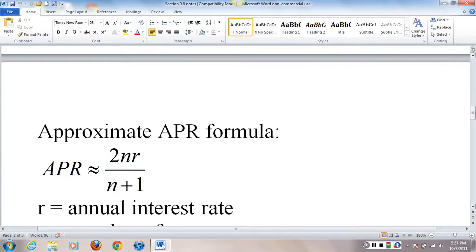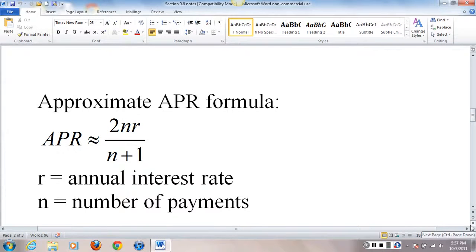The other formula that I'll be having you use is our approximate APR formula, where the APR is equal to 2NR over N plus 1, where R is the annual interest rate, and N is the number of payments. The number of payments means that over the course of a particular loan. So in other words, assuming you pay monthly, if you have a 2-year loan, that's 24 payments. If you have a 3-year loan, that's 36 payments, and so on and so forth.